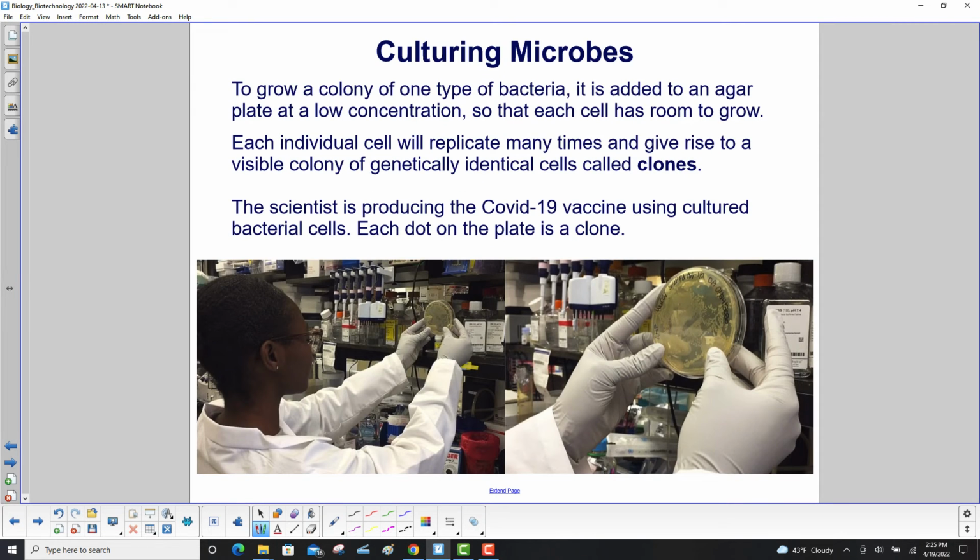To grow a colony of one type of bacteria, it is added to an agar plate at a low concentration so that each cell has room to grow. Each individual cell will replicate many times and give rise to a visible colony of genetically identical cells called clones. The scientist is producing the COVID-19 vaccine using cultured bacterial cells. Each dot on the plate here, there's a whole bunch of them, is a clone.